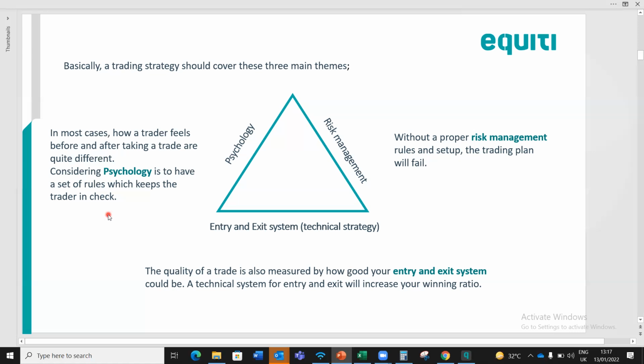Sorry, if you don't have set down rules, you will be closing your trade most of the time on small profits, whereas your trade setups have the potential to give you huge profits. All right. Now, only rules will keep you in check. Only rules will tell you, okay, it's not yet time to close my trade.